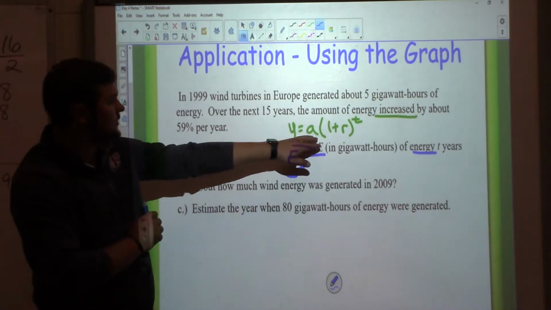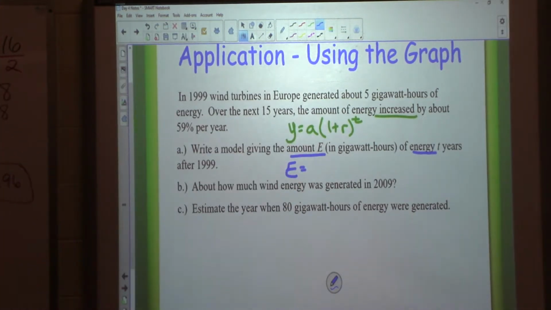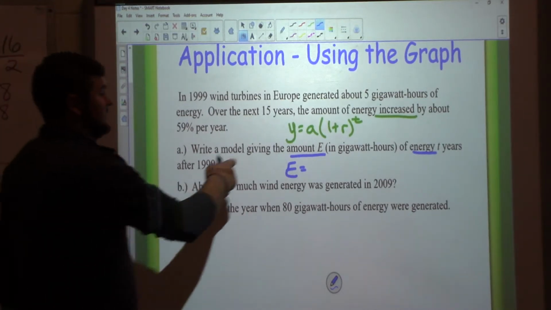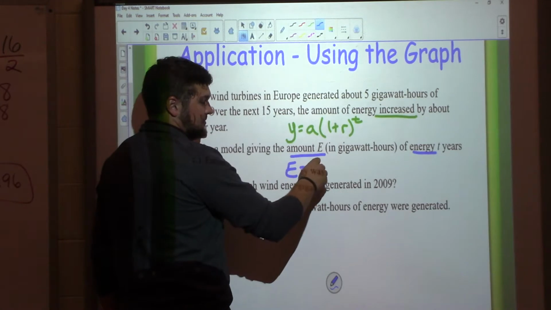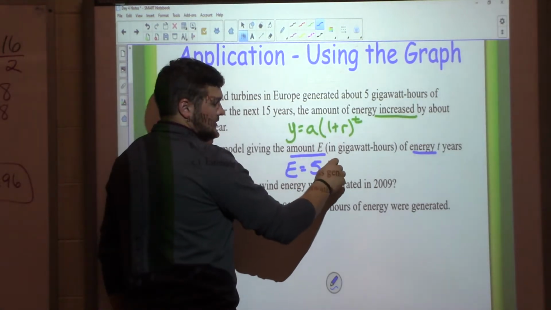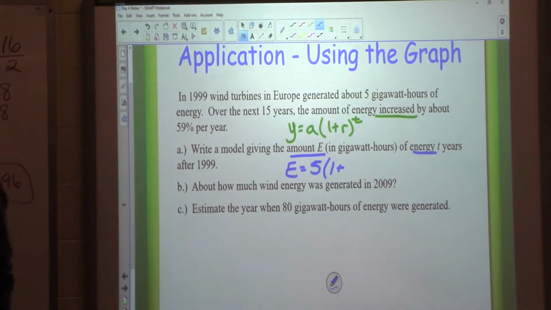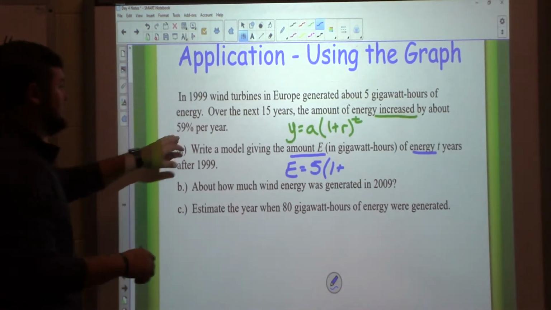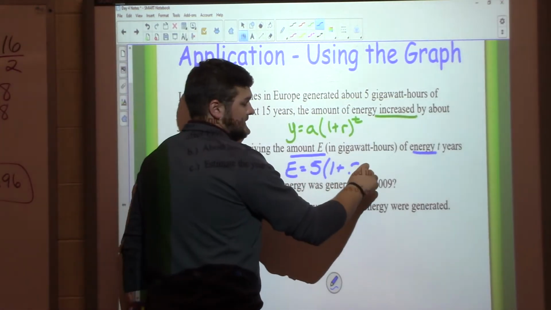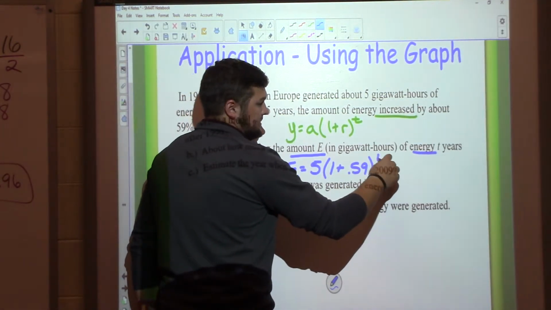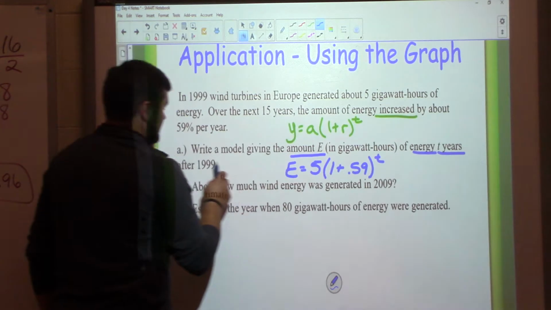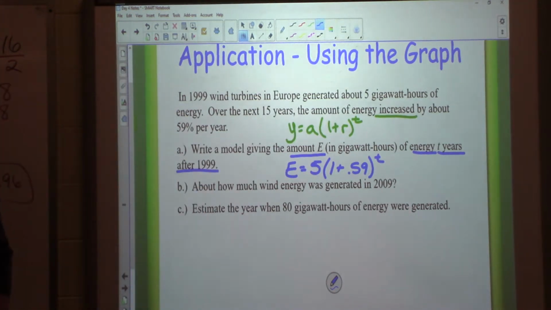What is my A value? What's my initial amount of energy? 5 gigawatt hours, right? They generated 5 gigawatt hours. That's my initial amount. Times 1 plus. How much am I increasing by? What's my rate? 0.59. Right? 59%. And it's in t years after 1999. So just the t power.